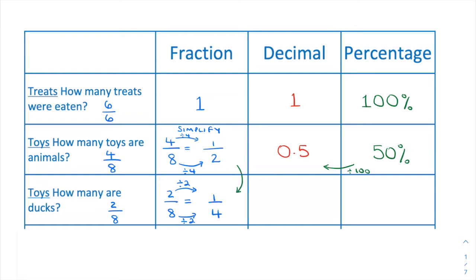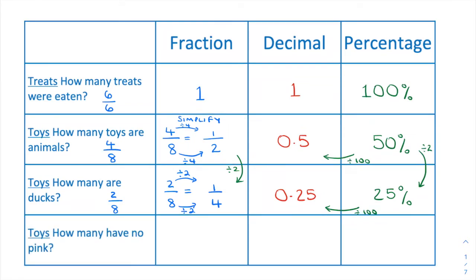And the percentage, well, a half to a quarter, you've divided by 2. So to divide your percentage by 2, 50 divided by 2, 25%. And to get the decimal, divide by 100. 25 divided by 100 is 0.25. If you need to practice dividing by 100, why don't you pause the video and do that now?